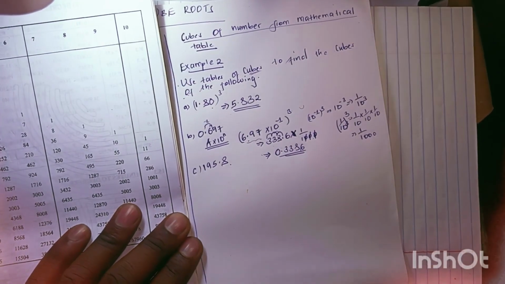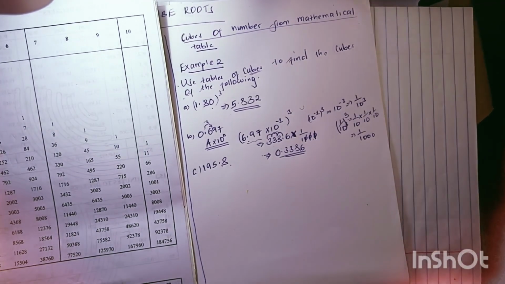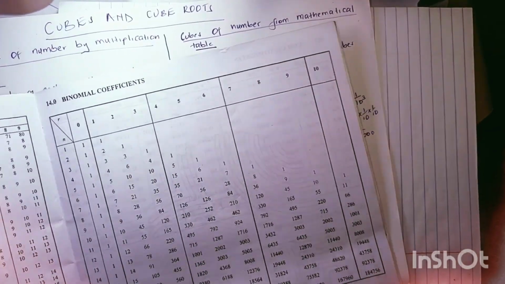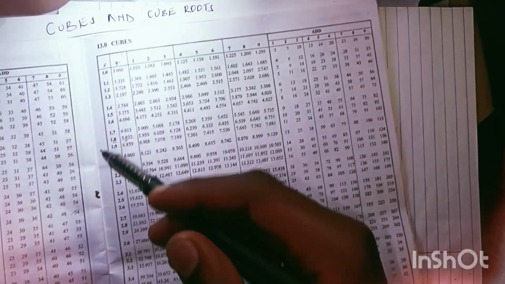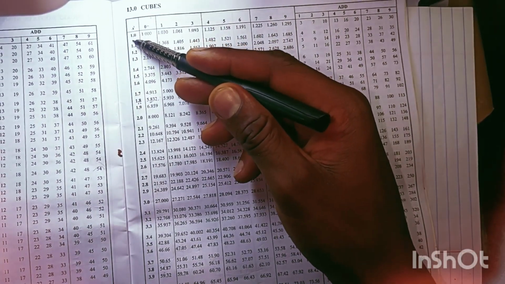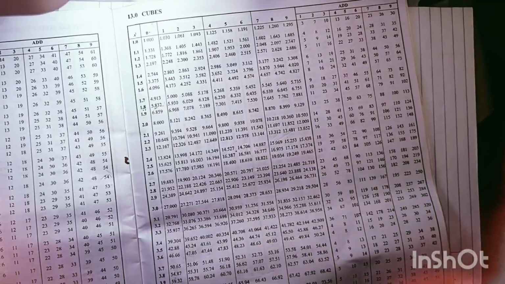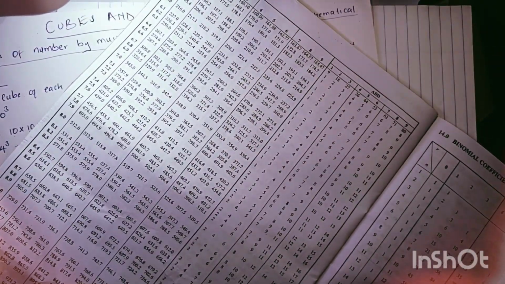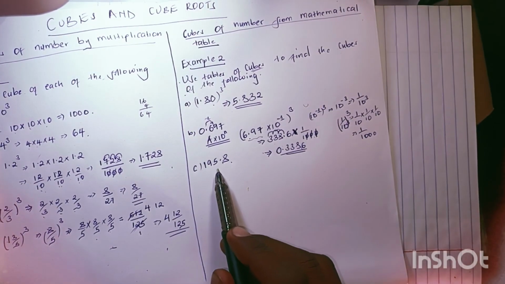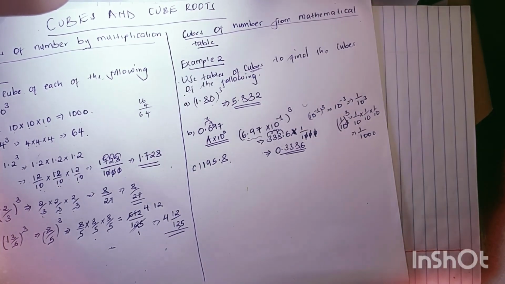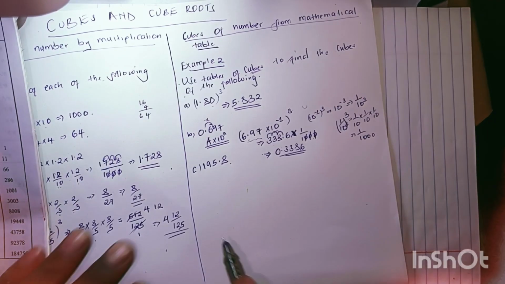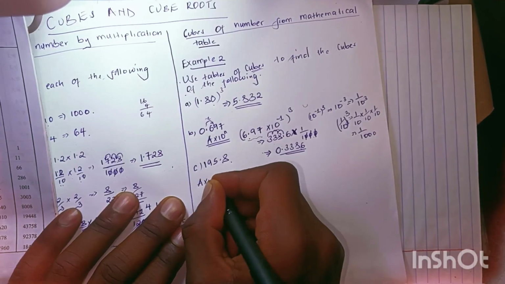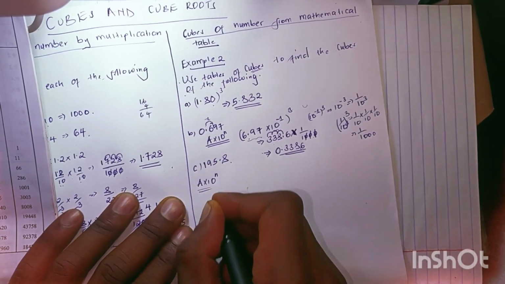What about 195.8? I want to read the cube of 195.8. Let me go to my table. You notice that in the column of x, the minimum is 1 and the maximum you can read here is 9.9. So it is impossible to read this one unless we change it into standard form. And I told you that the standard form is A times 10 raised to power n. That is how the standard form should be written.